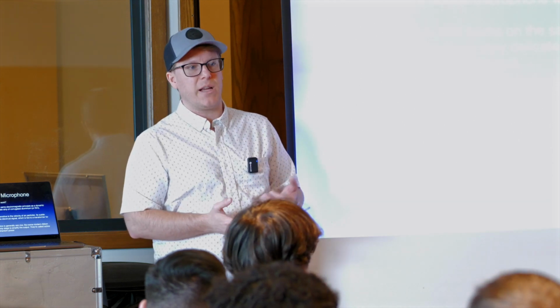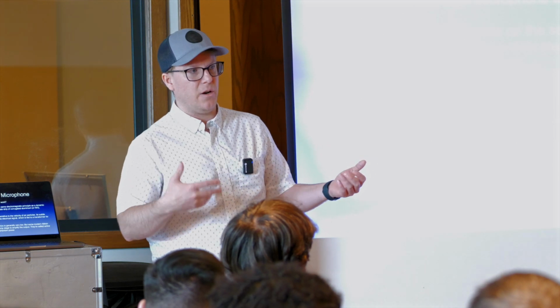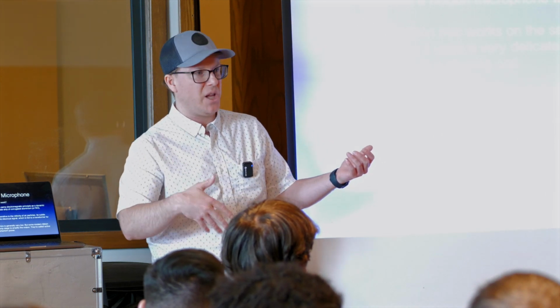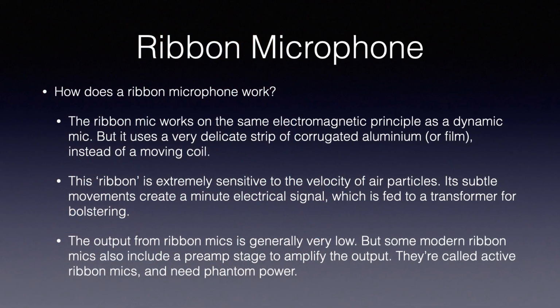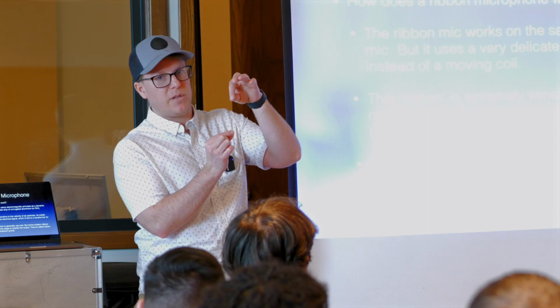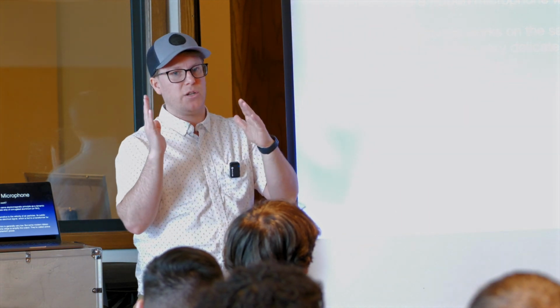I wouldn't use ribbon mics in a live setting for vocals, unless you're amplifying a folk instrumentalist playing acoustic guitar and singing. A single ribbon mic would be great for that sort of application. So how do they work? It's the same electromagnetic principle as a dynamic mic, but it's a very delicate strip of corrugated aluminum or film or gold instead of a moving foil. So the diaphragm is basically a strip of some sort of metal and is able to pick up sound pressure from both sides.